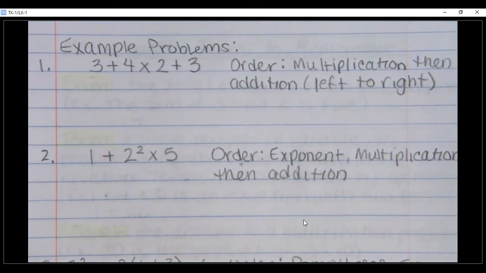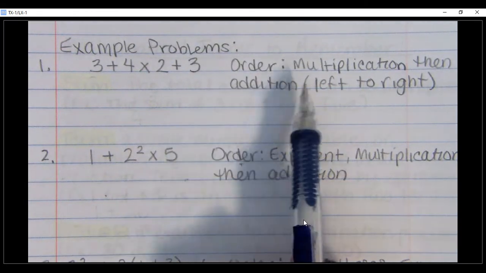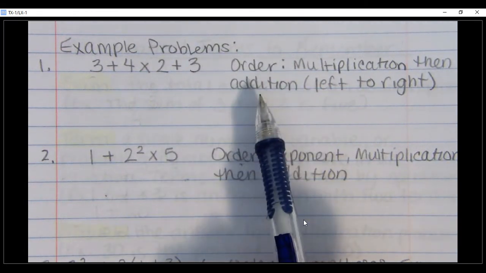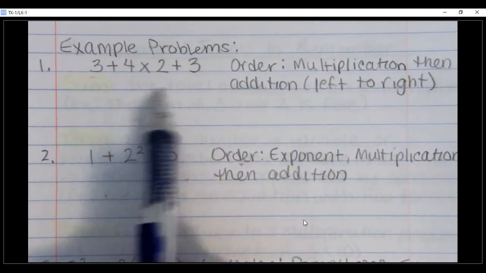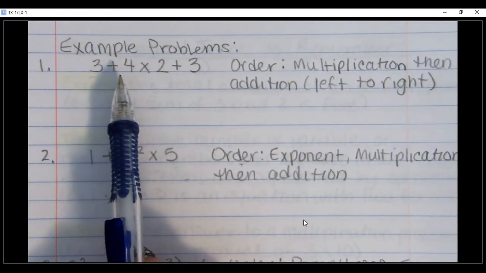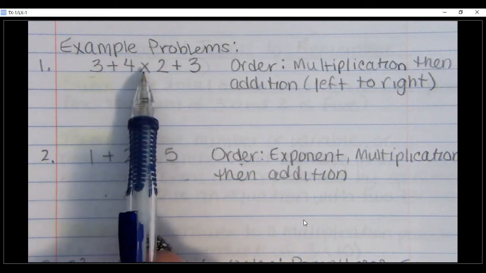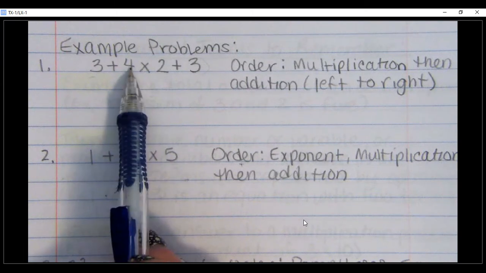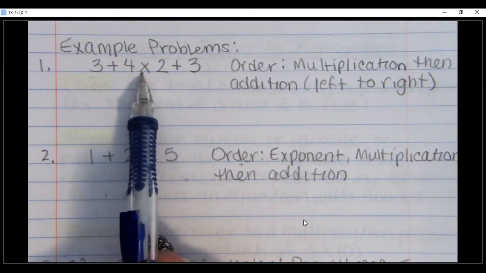Okay, so here's our first example problem: 3 plus 4 times 2 plus 3. Taking a look at this, some people might automatically want to do 3 plus 4 right away. But we can't do that because we have to use order of operations. So we're going to use multiplication first. Multiplication is the first thing that comes up in our order that is in this particular problem. We don't have any parentheses, so we can't do that. We don't have any exponents. Next is multiplication and division, and we do have one multiplication problem in here.